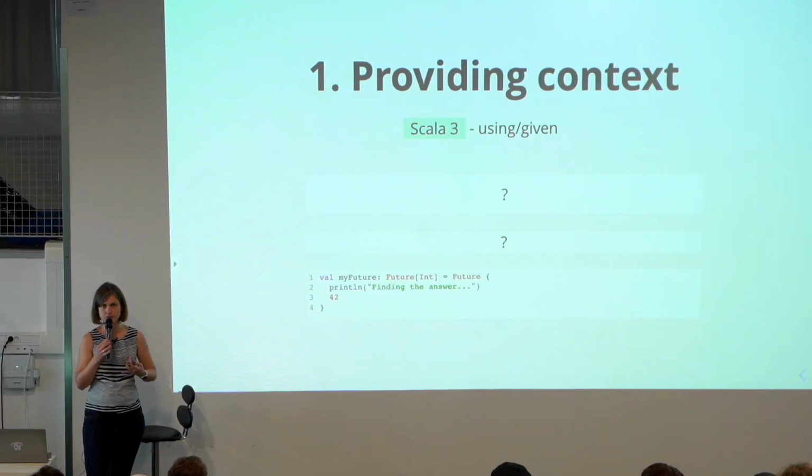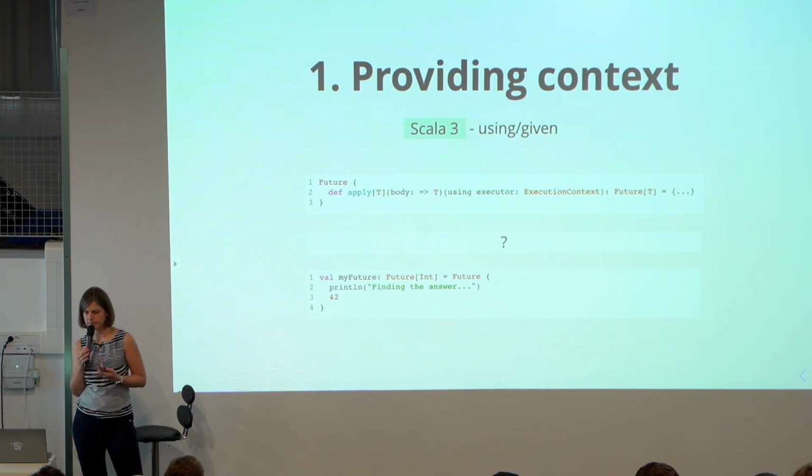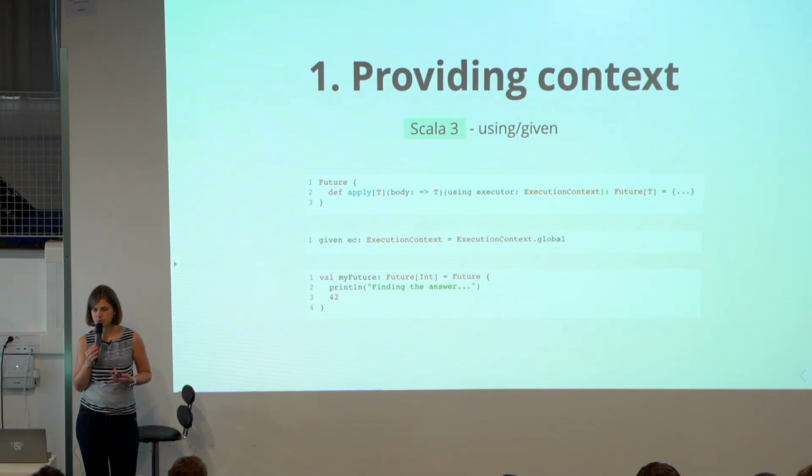Here we want to achieve the same thing, so we want to have at the bottom the definition of the future with just the important parts for the reader. Now, if you look at the changed definition of the apply method in the future, you will see the new keyword. It's again a second parameter list, but here you have this using keyword. And in the place where you actually provide the execution context, you have a given.